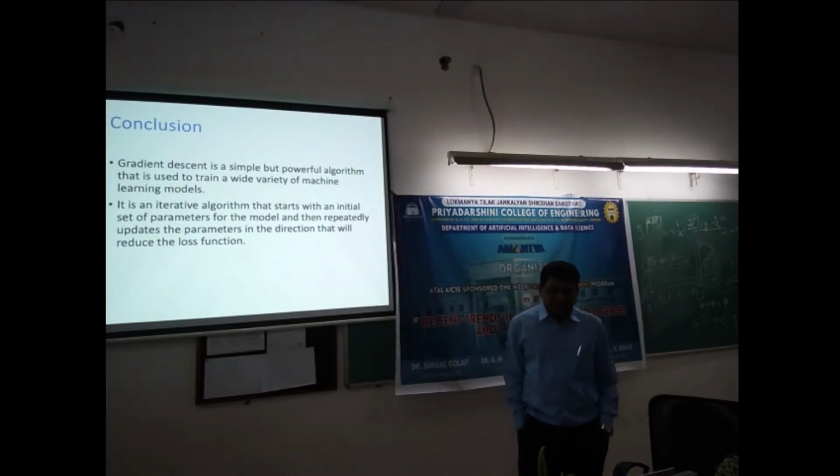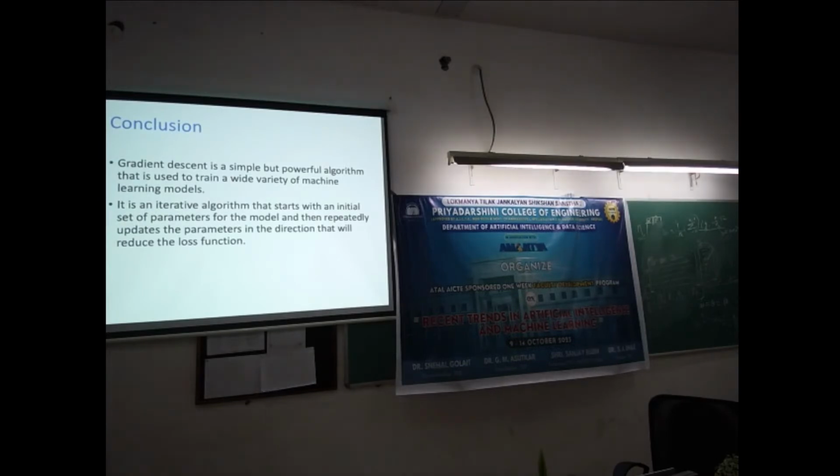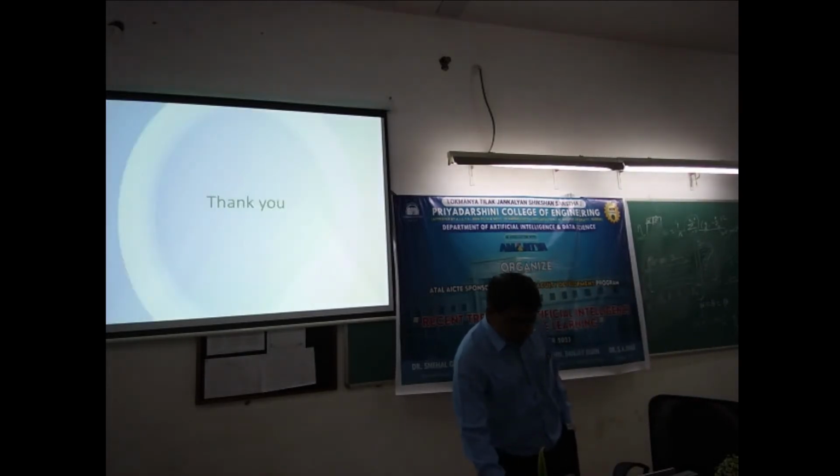Now in conclusion, gradient descent is a simple but powerful algorithm and is used to train a wide variety of machine learning models. It is an iterative algorithm that starts with an initial set of parameters, initializes the parameters, and then repeatedly updates the parameters in the direction that will reduce the loss function. This is all from my side.